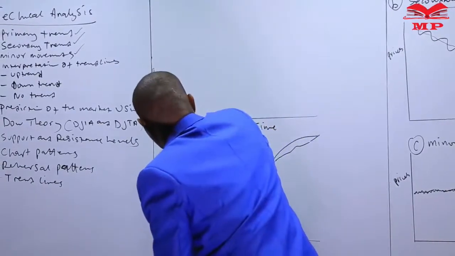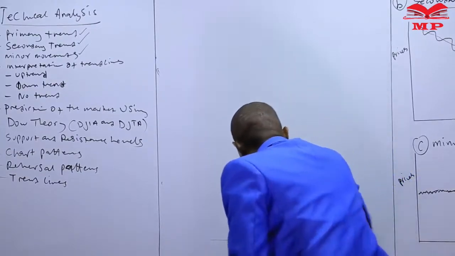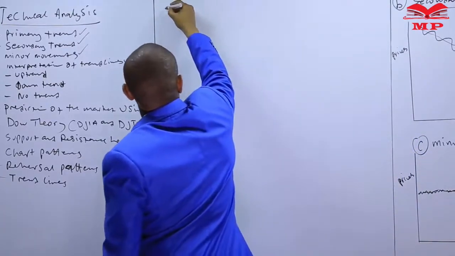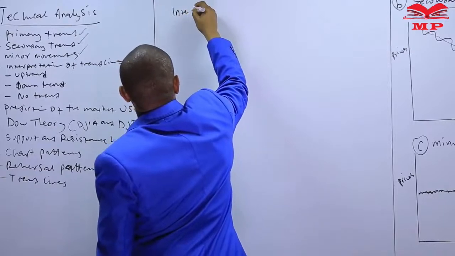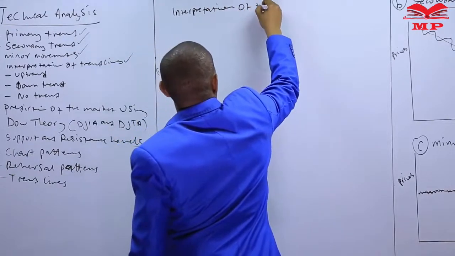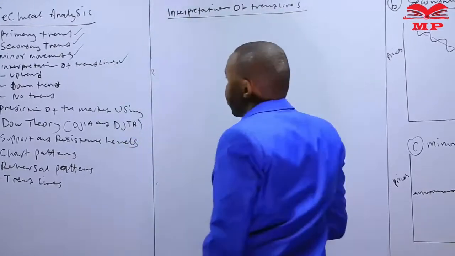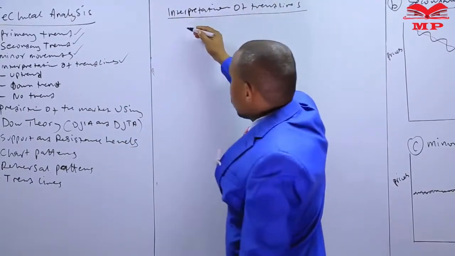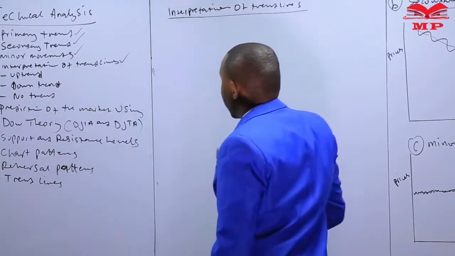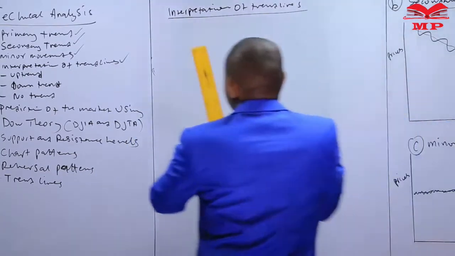We have interpretation of trend lines. Now here, more specifically, we had said an uptrend, a downtrend, and a no trend over here. And so we are saying in an uptrend, we can show it like this.